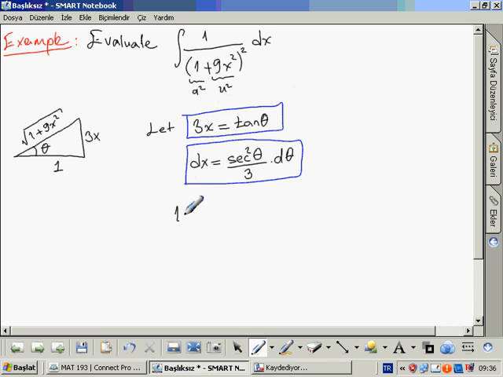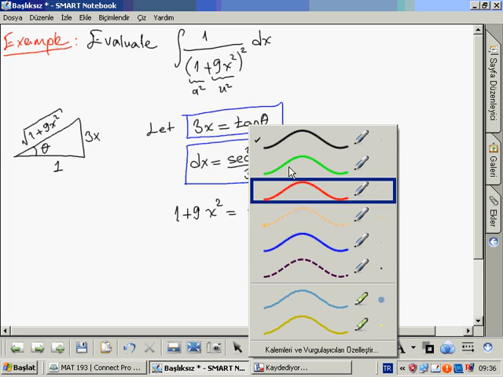So that 1 plus 9x square equals secant square theta, because of 1 plus tan square theta equals secant square theta.